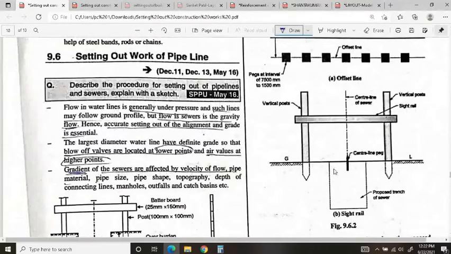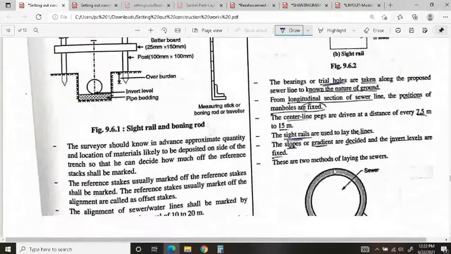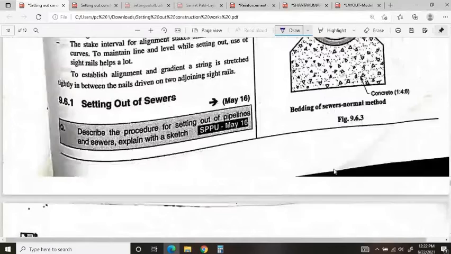Setting out for the pipeline is also a similar one. CVR is there.